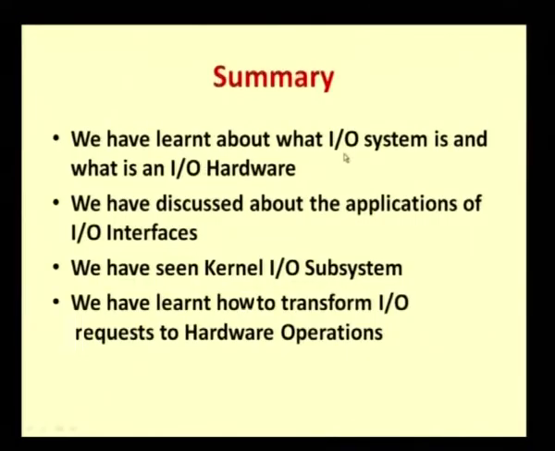Now let us summarize whatever we have seen so far in today's lecture. We have learnt what the IO system is and what IO hardware is. We have discussed the applications of IO interfaces. We have seen the kernel IO subsystem and its architecture. We have learnt how to transform an IO request to hardware operations.